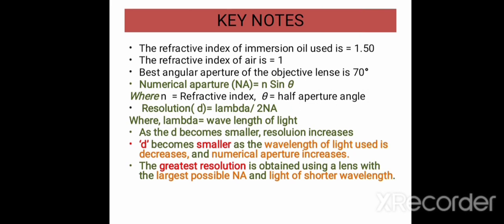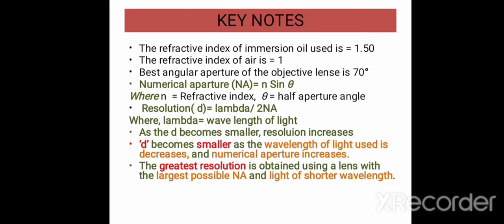Next, the base angular aperture of the objective lens is 70 degree. And next, coming to the numerical aperture equation: numerical aperture NA is equal to n sin theta, where n is the refractive index, theta is the half aperture angle. And the maximum resolution D is equal to lambda divided by 2NA, where lambda is the wavelength of light. To answer any kind of mathematical problem, you have to remember the formulas. So please remember these formulas.